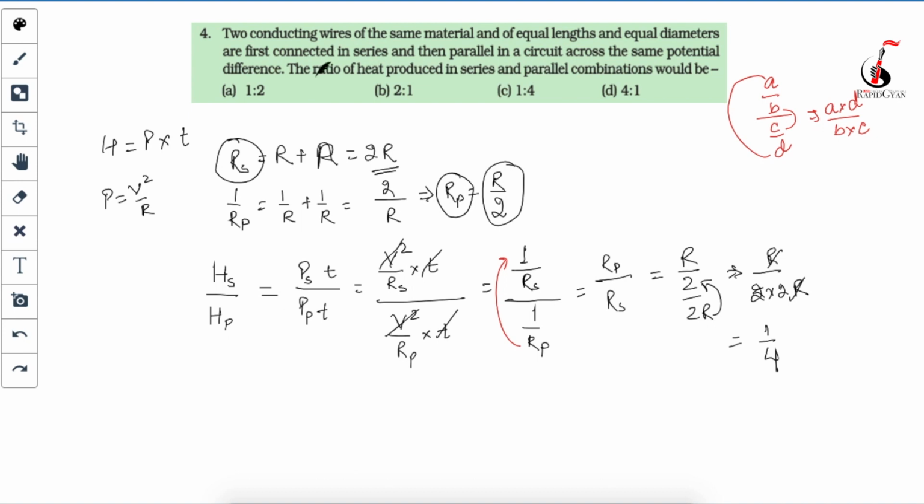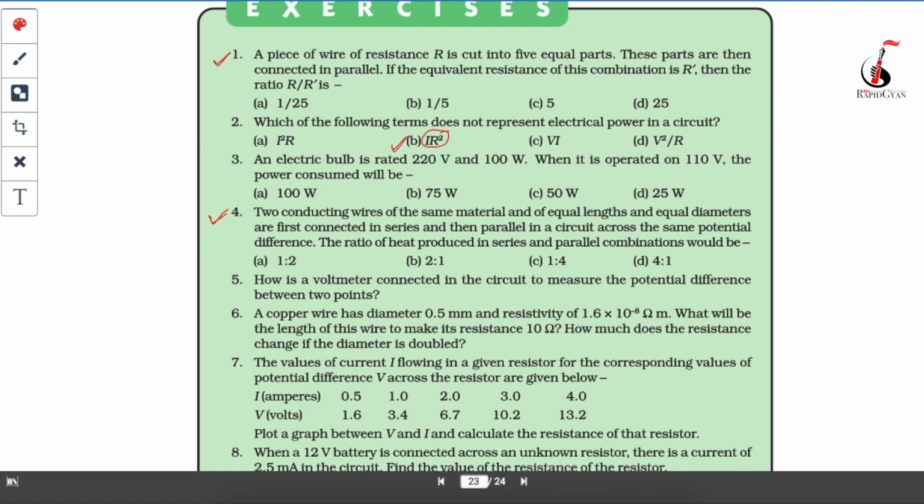Means the ratio of heat produced in series to the heat produced in parallel is 1 upon 4, which means it is 1:4. That's your answer. Hope you guys understand this. Okay, let's go to the next question.